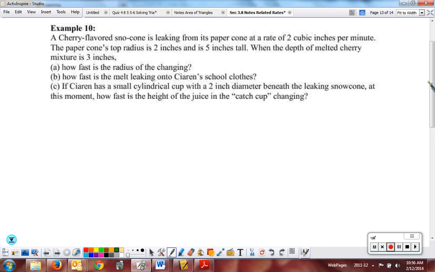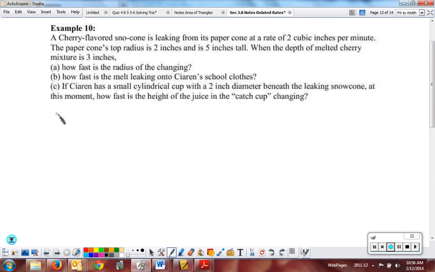Does the AP exam like cones as much as we do? Yes. There will be a problem with a cone somewhere on the AP. I mean, this is our 10th problem and we've had like 4 round cones. Okay, it is what it is.